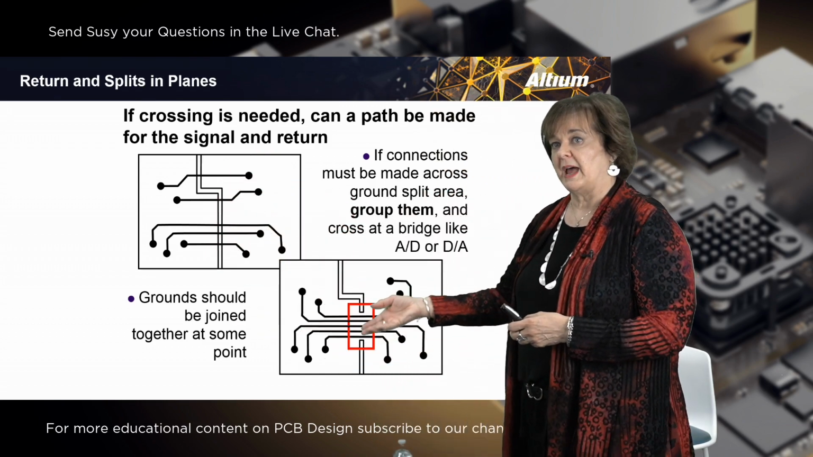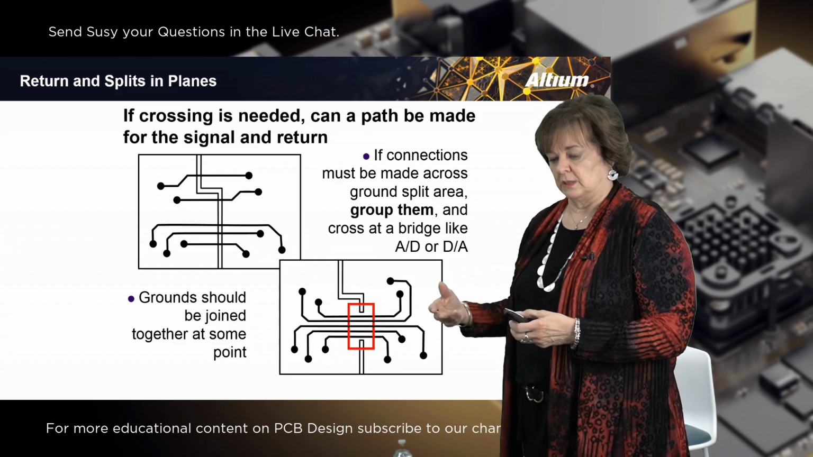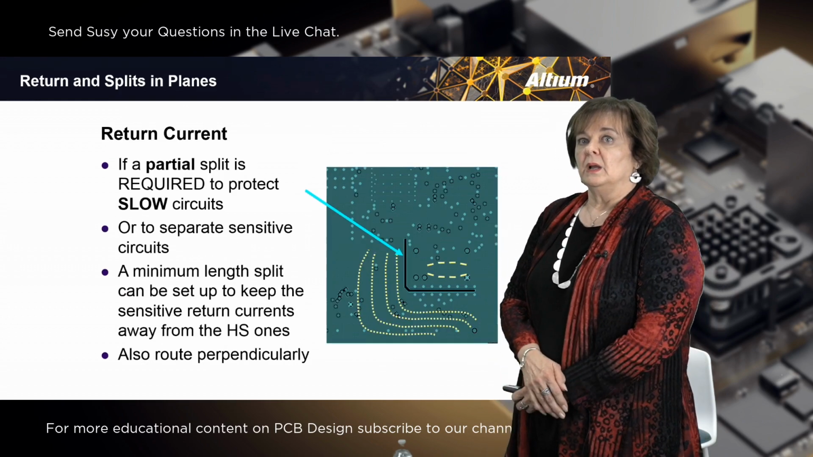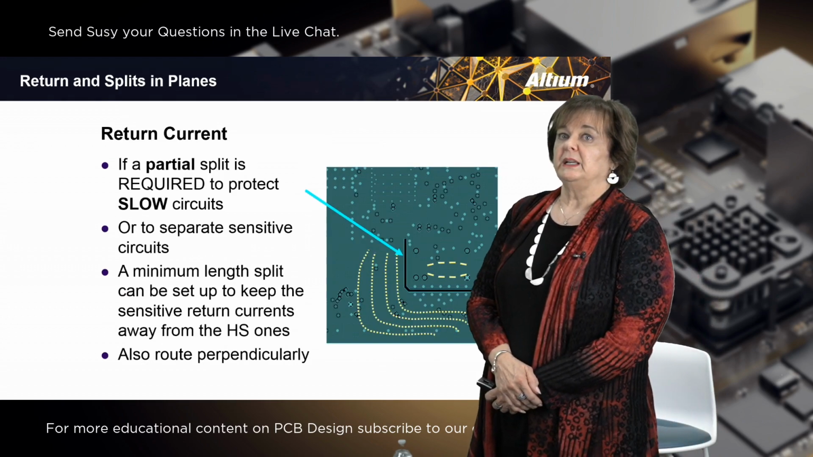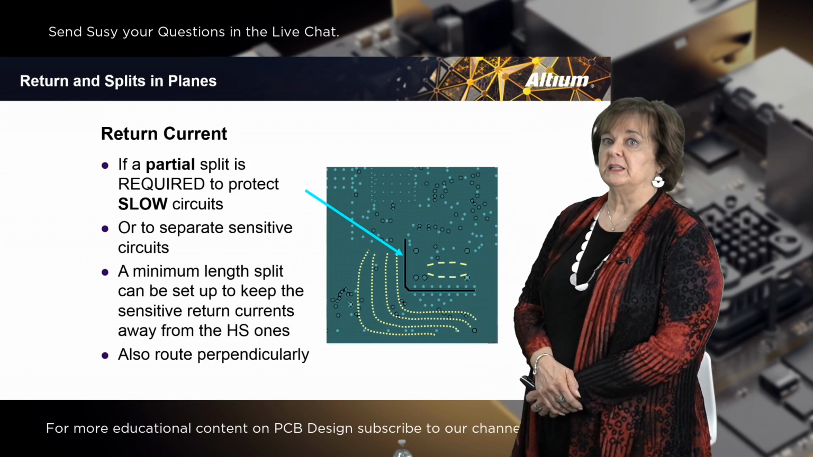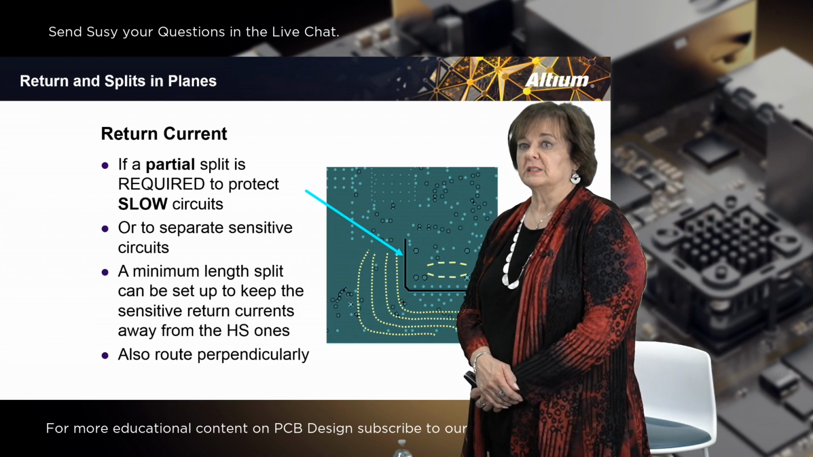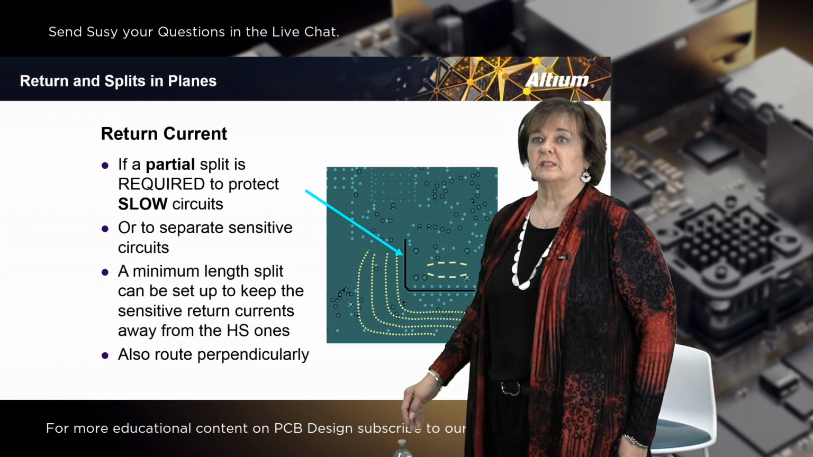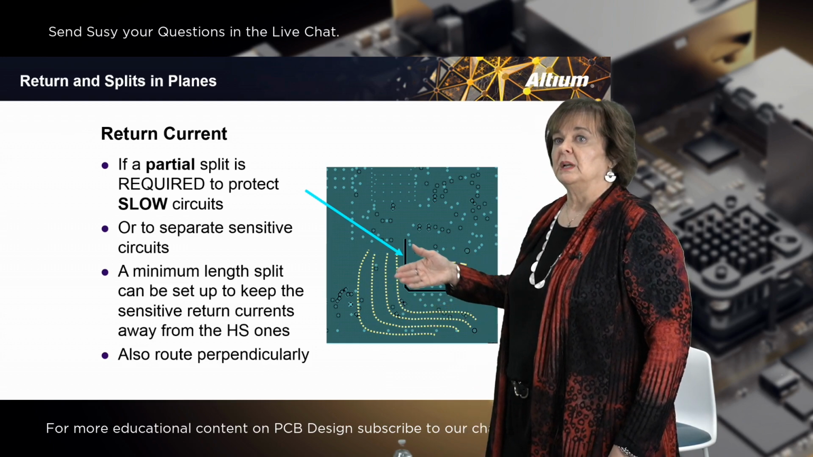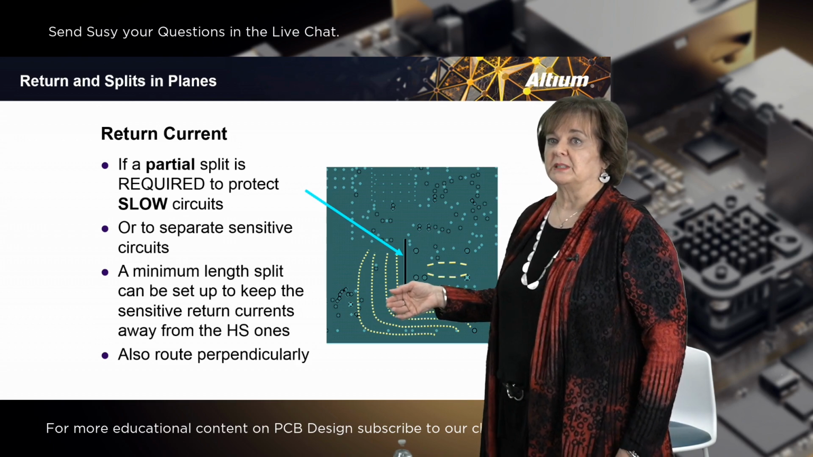So try and do that if you can't route across a ground plane in that area. Sometimes there are needs, because of very sensitive circuits, to actually have a split in a plane. If a partial split is required to protect some slow or very sensitive circuits, then we would want to have it be as small as possible and everything route around the edges, not crossing those splits at all.